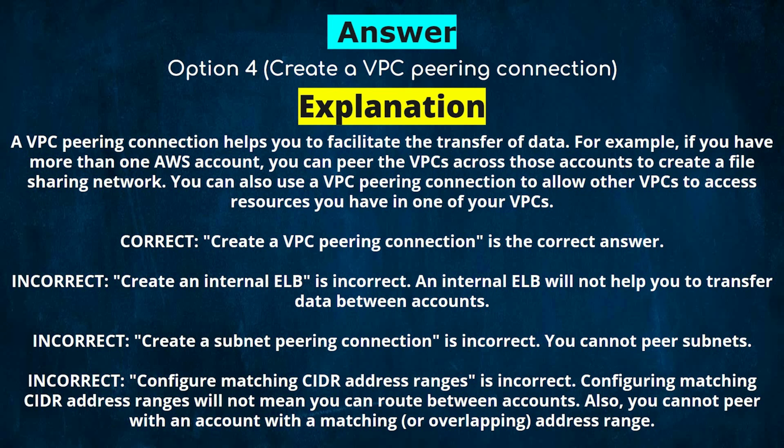An internal ELB will not help you to transfer data between accounts. Create a subnet peering connection is incorrect. You cannot peer subnets. Configure matching CIDR address ranges is incorrect. Configuring matching CIDR address ranges will not mean you can route between accounts. Also, you cannot peer with an account with a matching or overlapping address range.